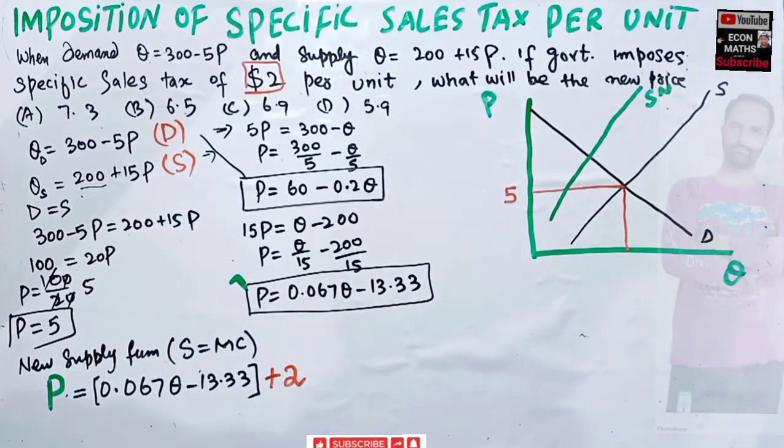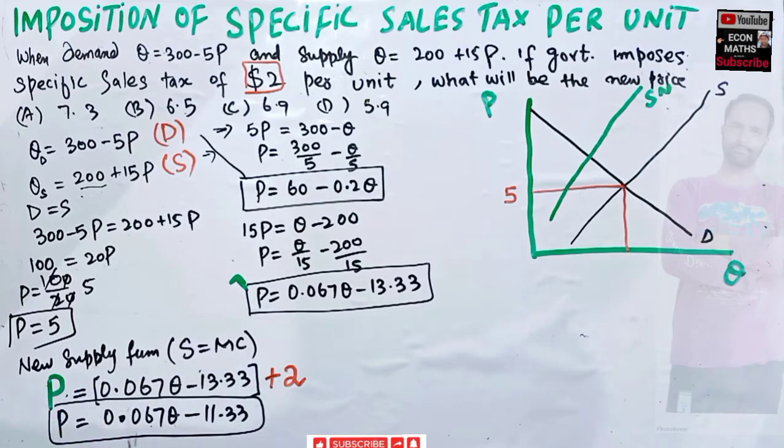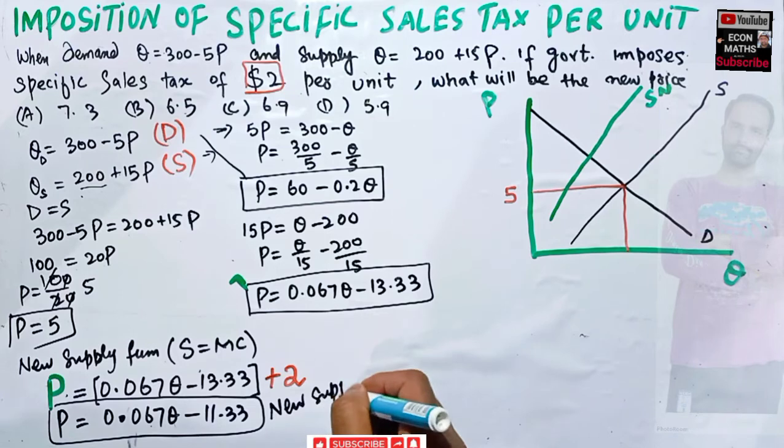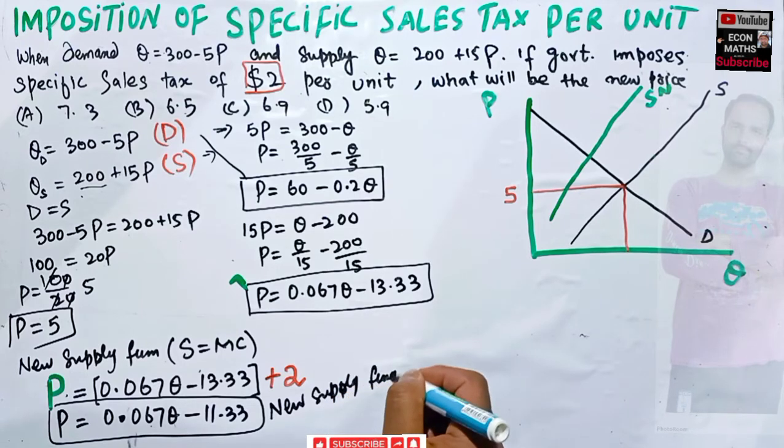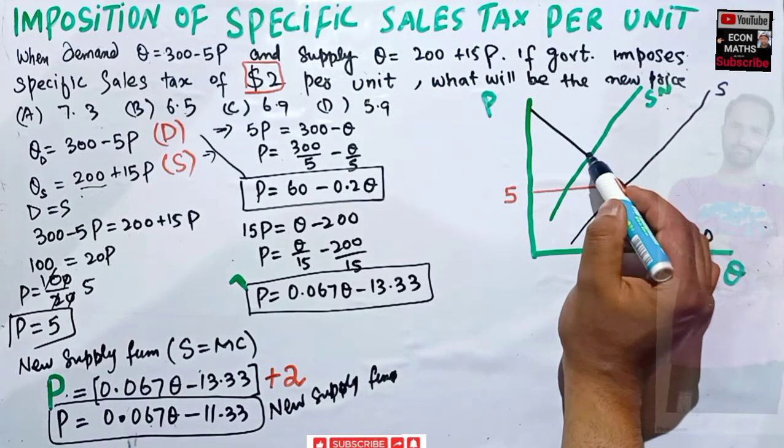So let us solve this further. That means our p will be equal to 0.067q, now minus 13.33 plus 2 comes out to be minus 11.33. This is our new supply function. So we are at this point now.